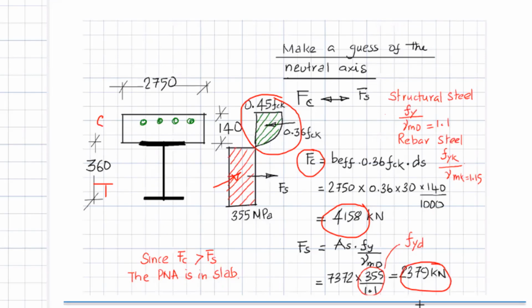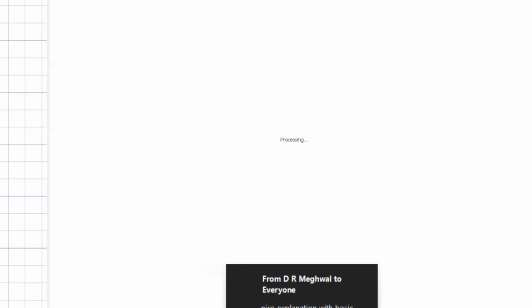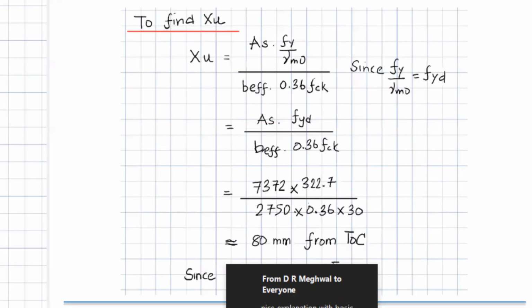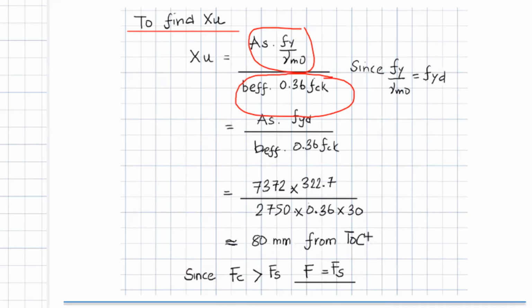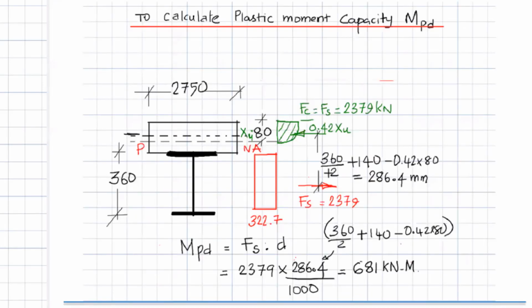Now, what is governing to me? This one is going to govern, because compression and tension should match here. Now, once I know that, how do you find my XU? I find the steel force and I equate the concrete force, correct? And I get XU. I calculated for this problem XU, which comes to 80 mm from the top of concrete. So I have already got the neutral axis XU, which is 80 from the top.